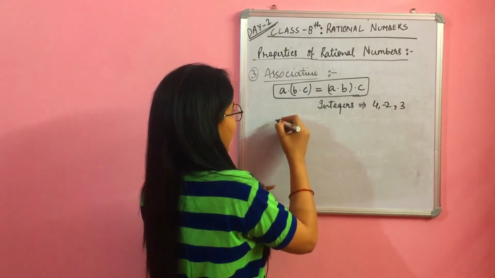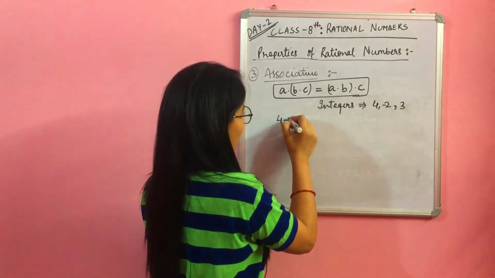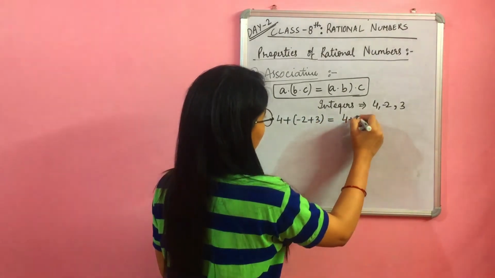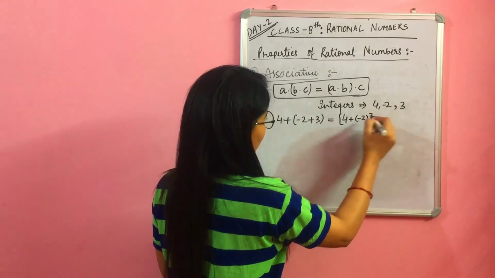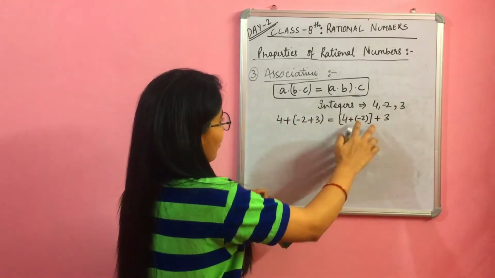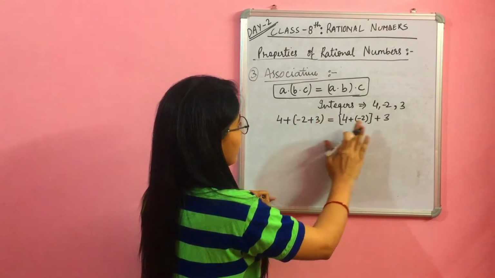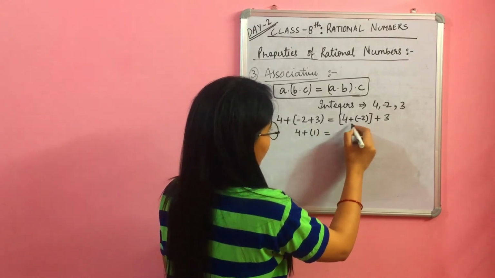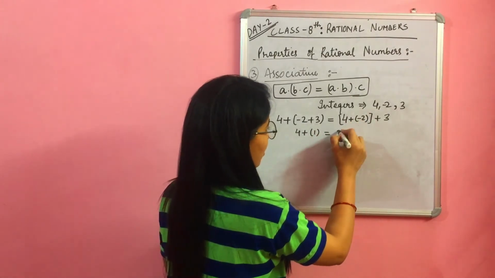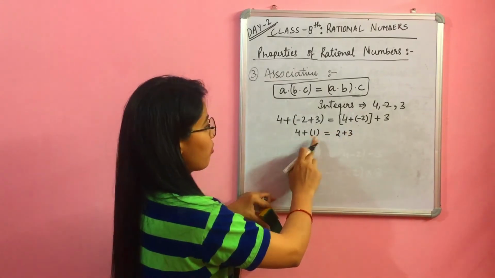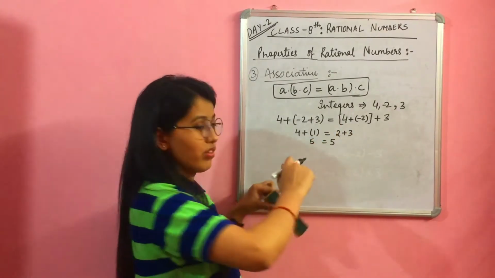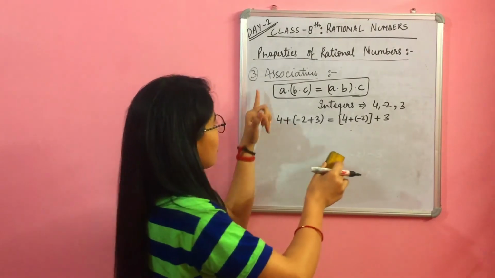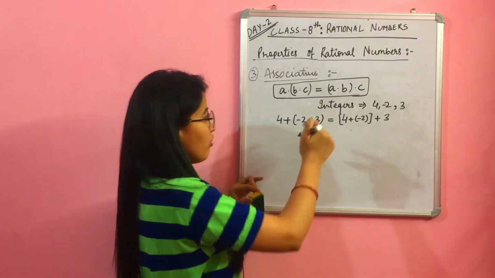Okay, so in the case of addition, let us say 4 plus -2 plus 3 is equal to 4 plus -2, okay, plus 3. If you solve the left hand side and the right hand side, it will be 4 plus 1 is equal to, this is plus minus minus, so 4 minus 2 is 2 plus 3. Clearly 4 plus 1 is 5, this is equal to 5. So LHS is equal to RHS, we can say that. So in the case of addition, this associative property is holding for the set of integers.